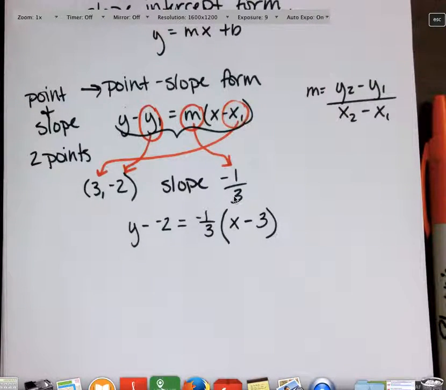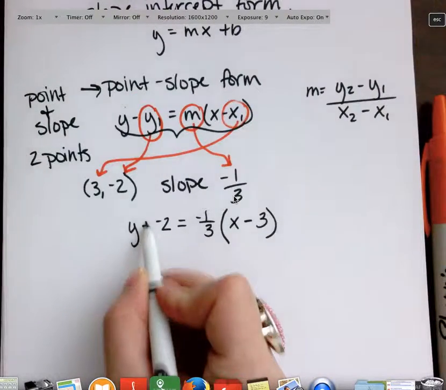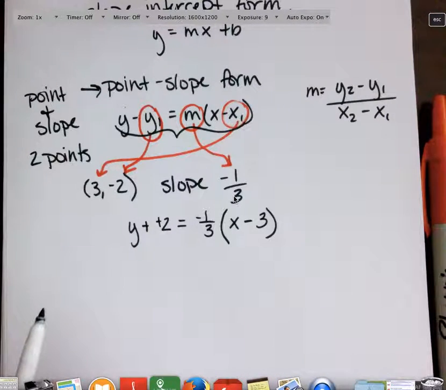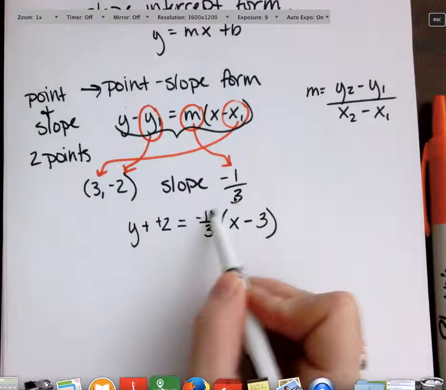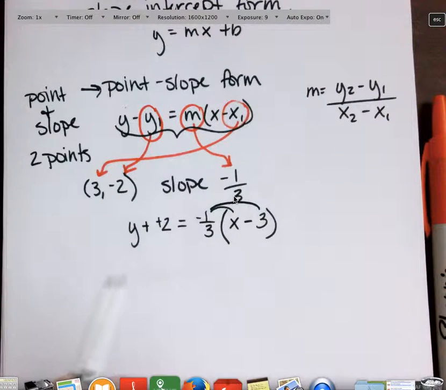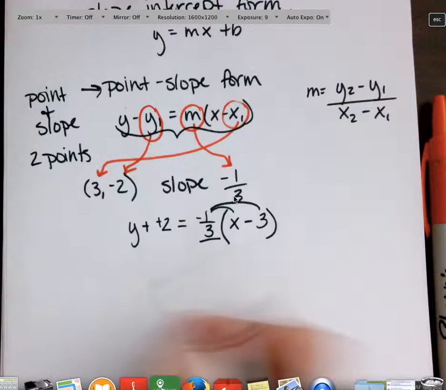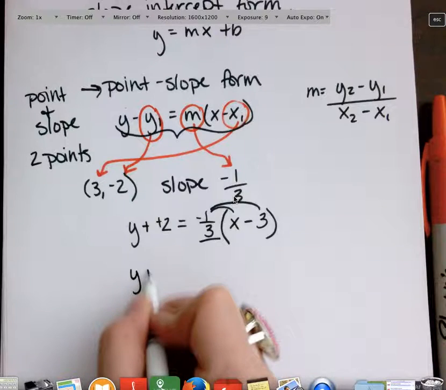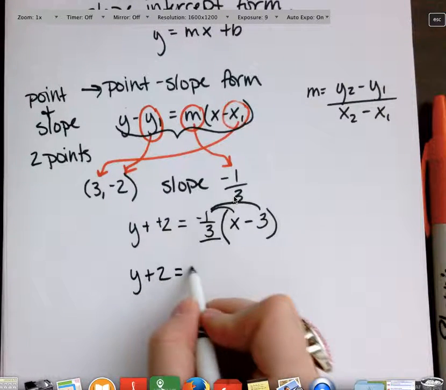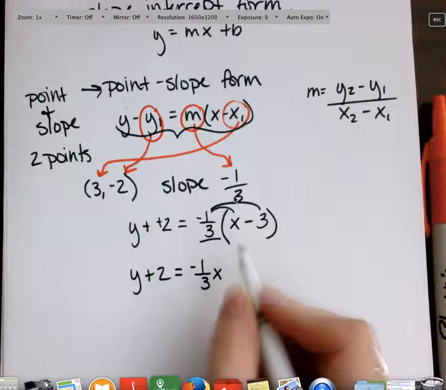But if I needed to graph this or change it into slope-intercept form, I need to do a little bit of algebra. So first, let's simplify part of this. When we're subtracting a negative, we're really adding. And this step here, if you'll remember, is called the distributive property, where I'm going to multiply -1/3 by x and by -3. All right, so we have y + 2 is equal to -1/3 x.